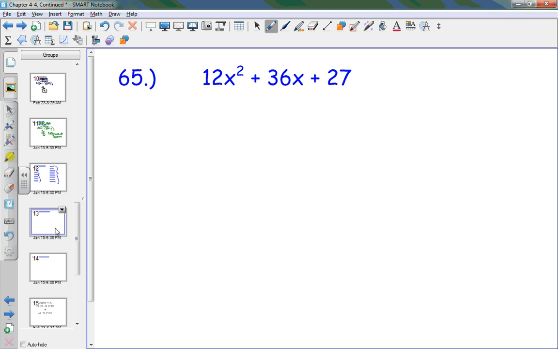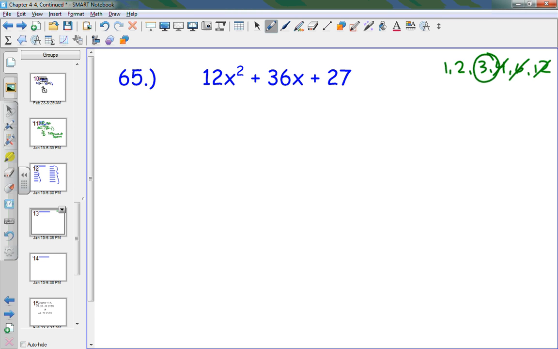Okay, well now let's look at this one. I give you 12x squared plus 36x plus 27. Do I have a GCF? Well, let's look at the smallest number up there. What's the smallest number? 12. So that's going to give me 1, 2, 3, 4, 6, and 12. Is 36 and 27 divisible by 12? No. How about by 6? 36 is, but 27 is not. How about by 4? No. How about by 3? Yes, I have a GCF, don't I?